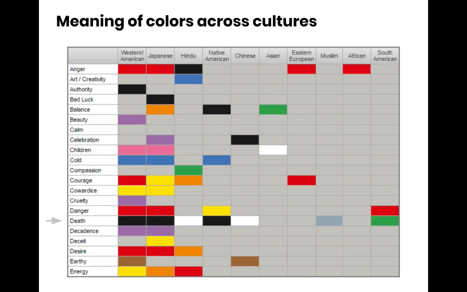Consider, for example, death. Death is mapped to black in some cultures, such as Western, Japanese, and Native American. However, in Hindu and Chinese culture, death is actually white. And if you look at Southern American cultures, death can be associated with the color green. So be aware of these colors and their implications if you work on a topic that might involve cultural perception or cultural contexts.